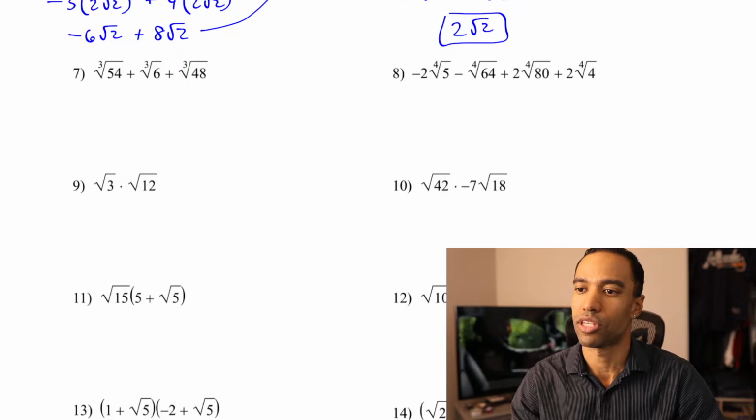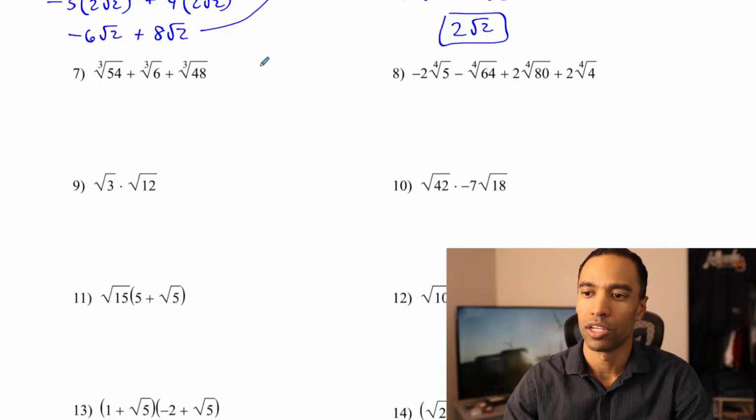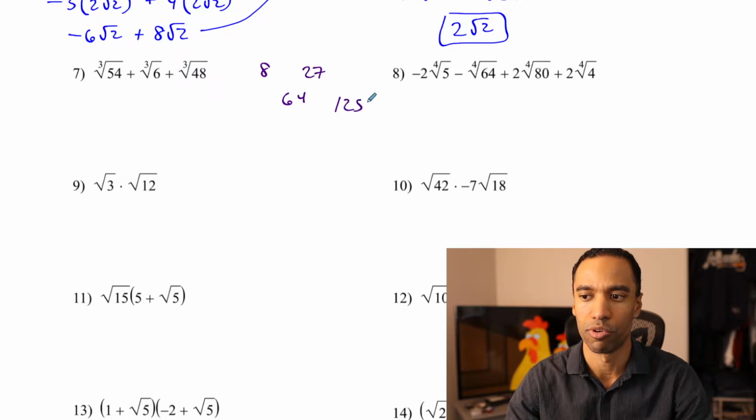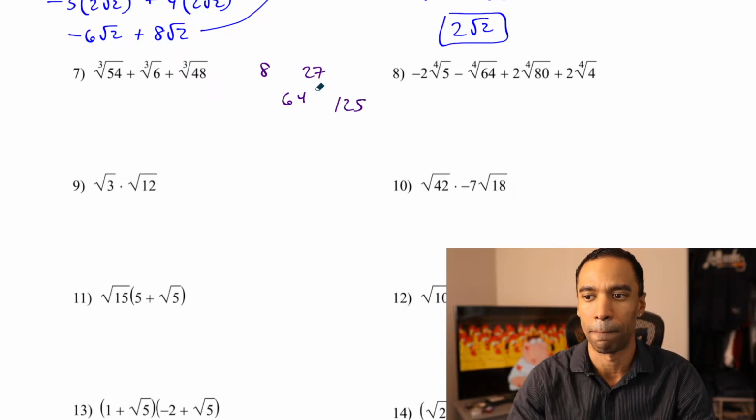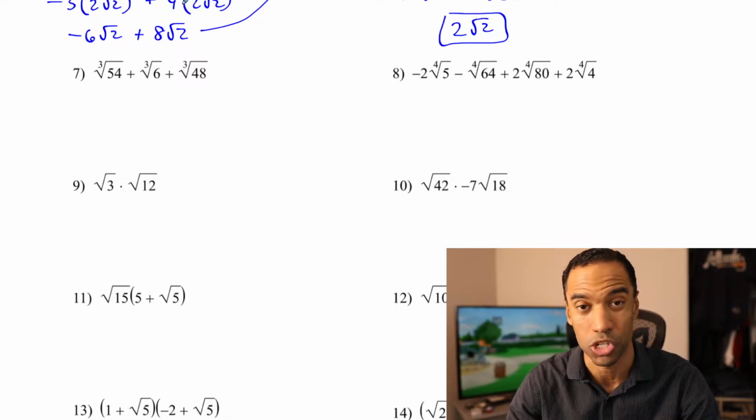All right, number 7 has cube roots here. So you're not extracting perfect squares anymore, but rather perfect cubes. Cubes such as 8, the cube root of 8 is 2. Cube root of 27 is 3. Cube root of 64 is 4. Cube root of 125 is 5. Numbers like that. I don't know if they get that big. It doesn't look like they do. This is the only cube root problem I believe on the sheet.